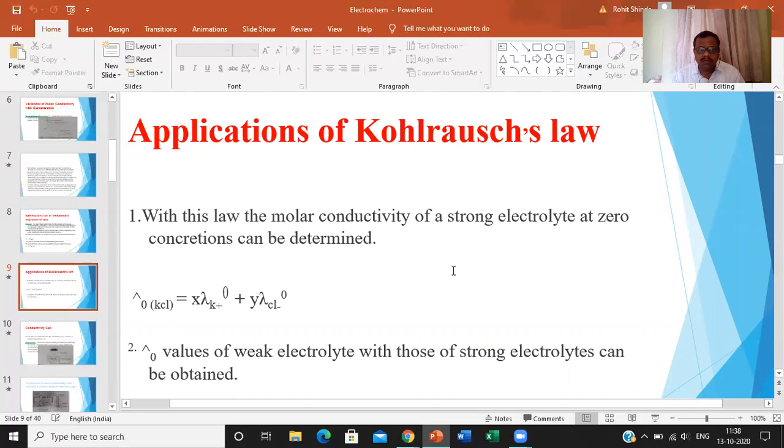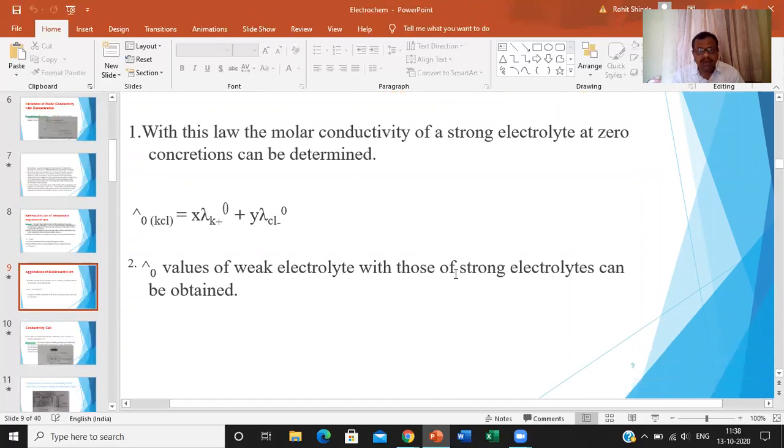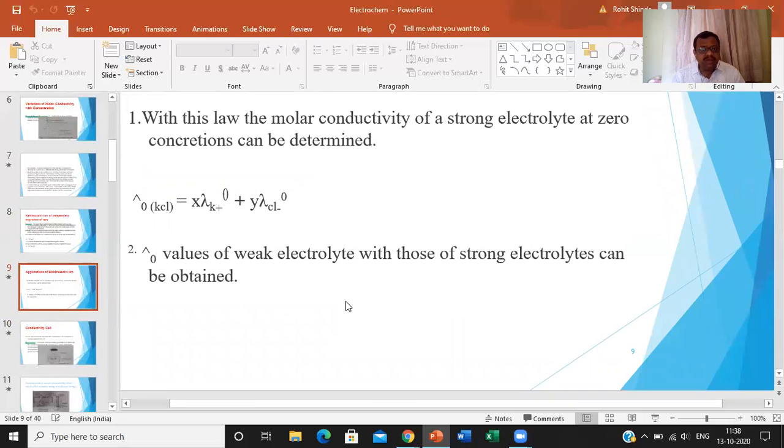For example, if we have a solution of KCl, which is a strong electrolyte, the molar conductivity is equal to X lambda K plus plus Y lambda Cl minus. Thus we can find the molar conductivity of a strong electrolyte. The second application is that the molar conductivity values of weak electrolytes can be obtained from those of strong electrolytes. When we know the molar conductivity of strong electrolytes, naturally the molar conductivity values of weak electrolytes can also be obtained.